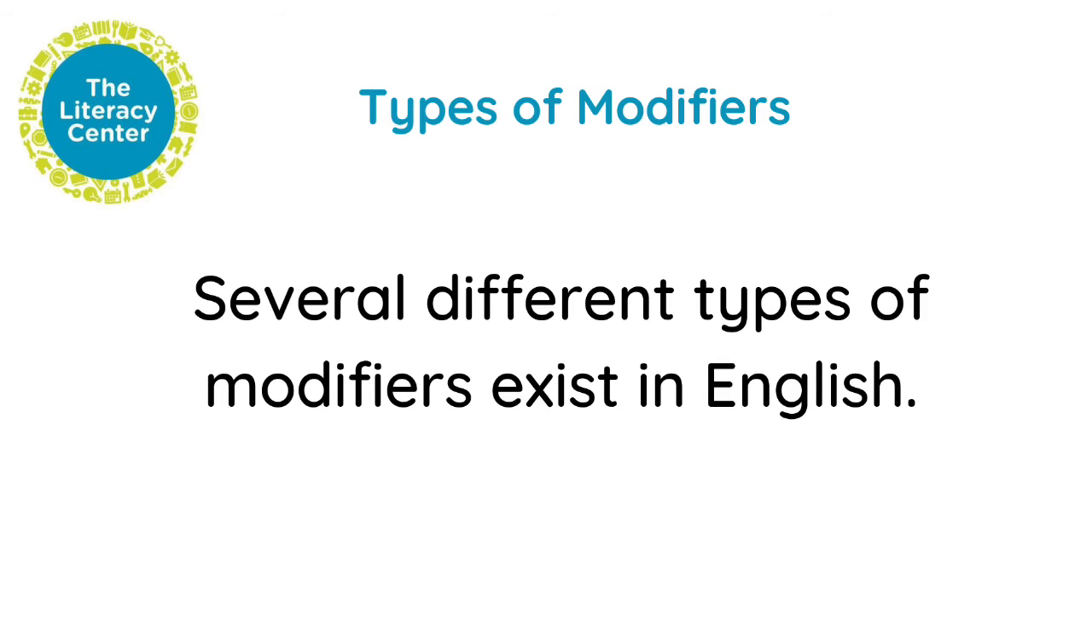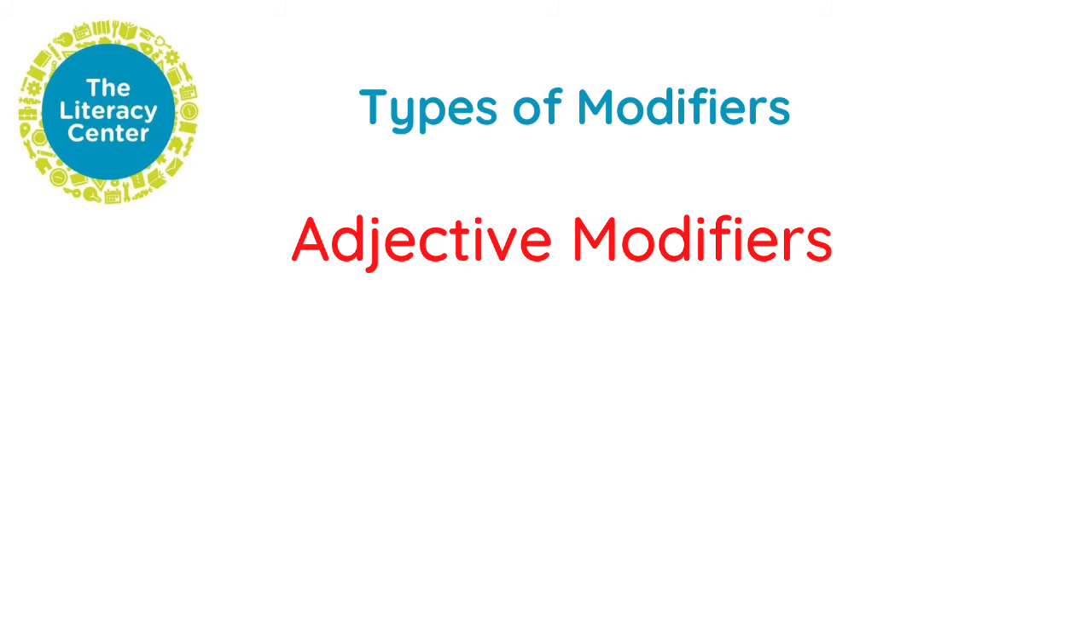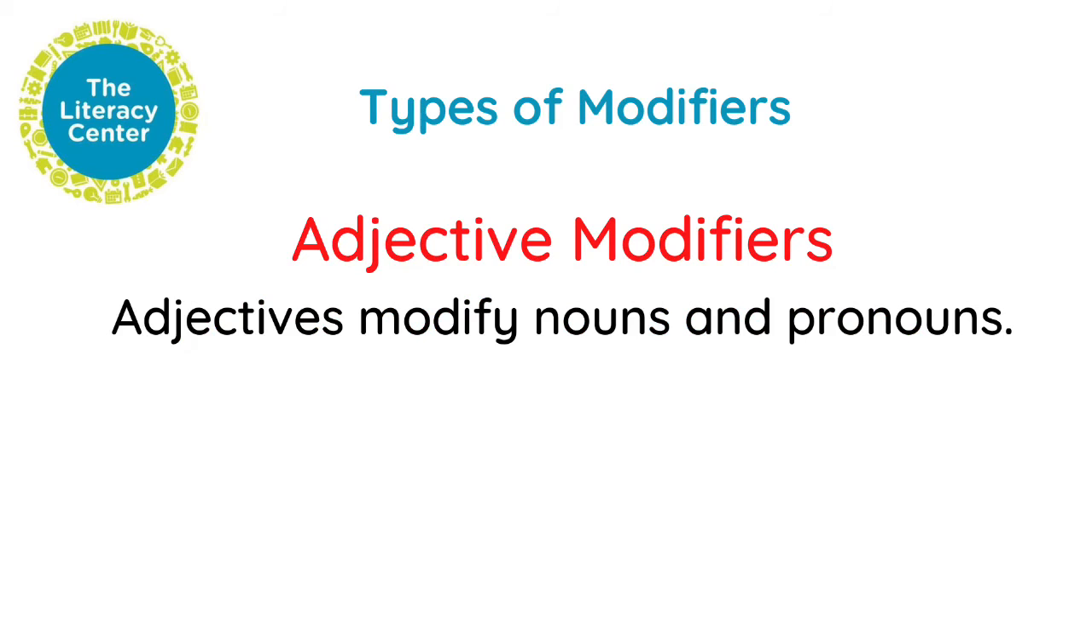Let's talk about the types of modifiers. Several different types of modifiers exist in English. Let's explore a few important ones. The first one is adjective modifiers. Adjectives modify nouns and pronouns.